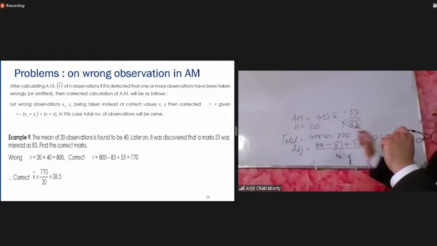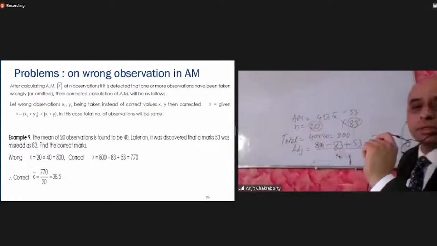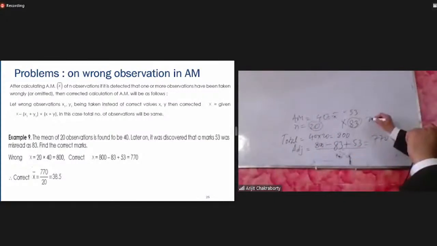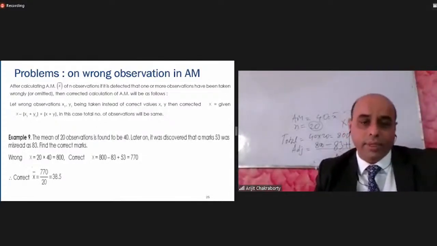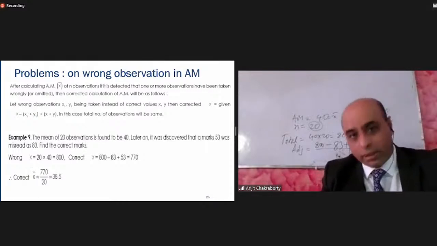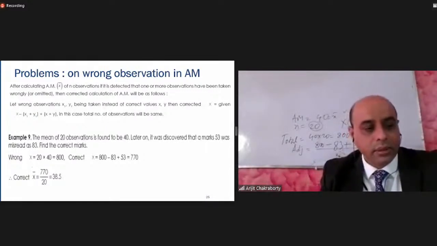770 divided by the number of observations 20. So I'm getting the correct average x bar dash equal to 770 by 20, which is 38.5. This is the right or the correct average which should have been calculated earlier. Okay.